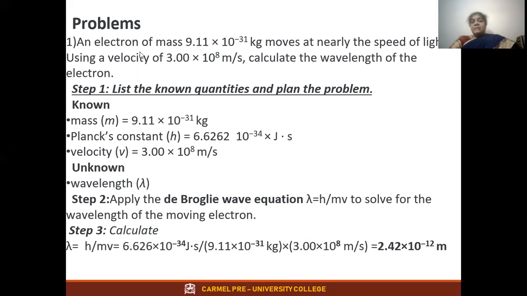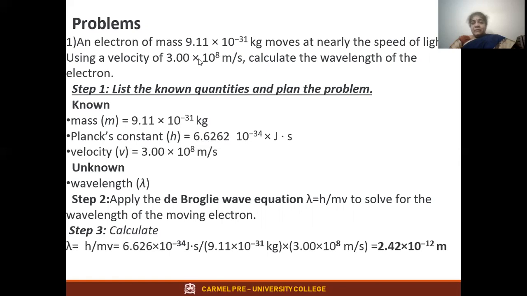Now students, this problem I have done in detail, showing you the steps you should follow. But from the next problem onward, I will not do this. This is how I taught you to solve the problem whenever asked. This is the right way to answer a problem. What do you do first? First, list out the known quantities and plan the problem. What are the quantities you know? You know the mass of the electron. You know Planck's constant. Normally they'll give Planck's constant in the problem. If not, you can remember it by heart: 6.6262 into 10 power minus 34.